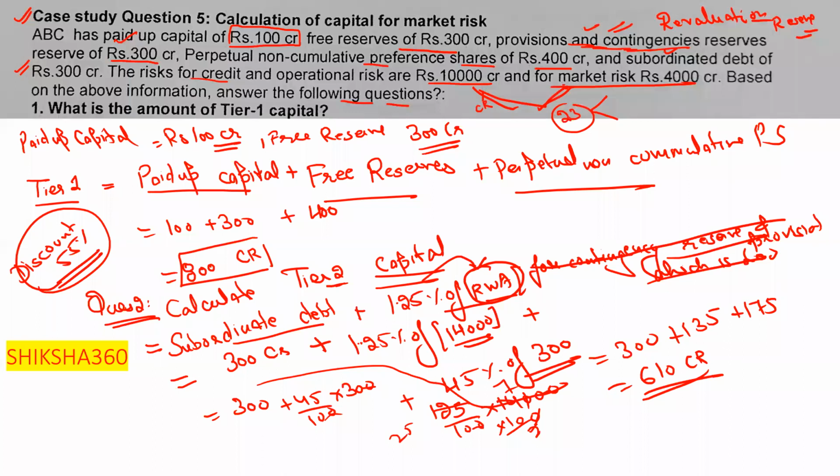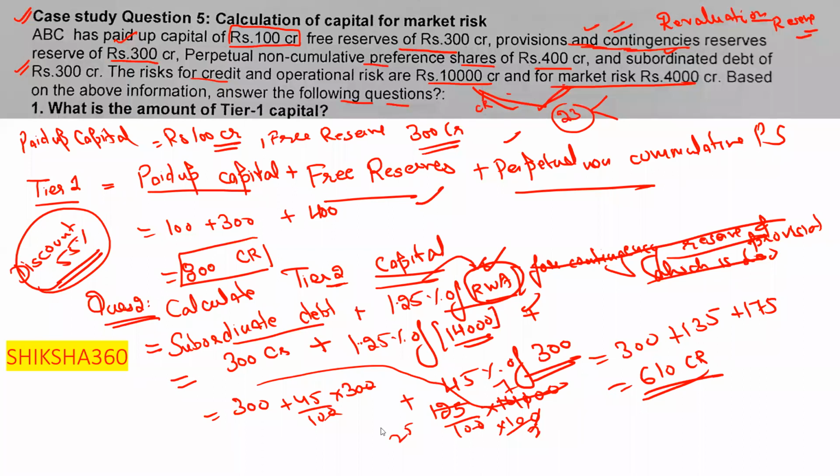So one doubt from one student: sir, revaluation reserves, we have to take under tier 2. And this one is 1.25% of the risk weighted assets, that is operational risk plus all the risks they have mentioned. Please tell fast, both the points are clear to all of you. Now move to the next question.